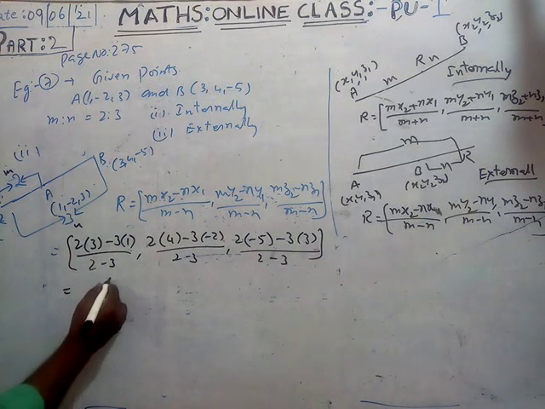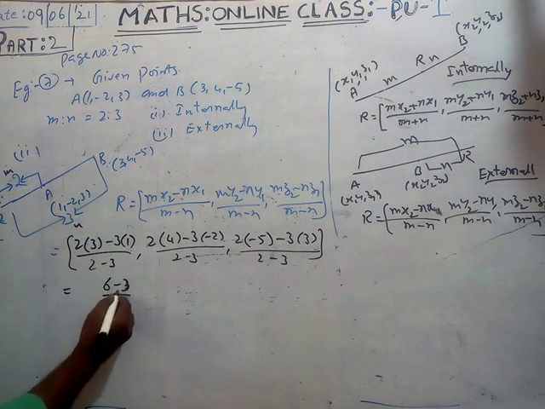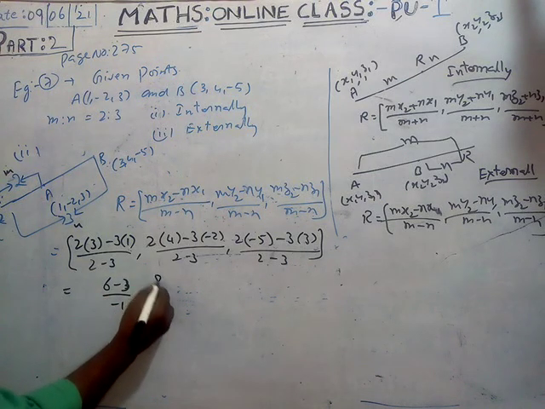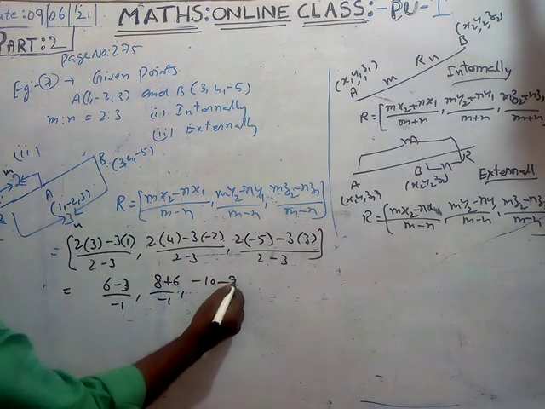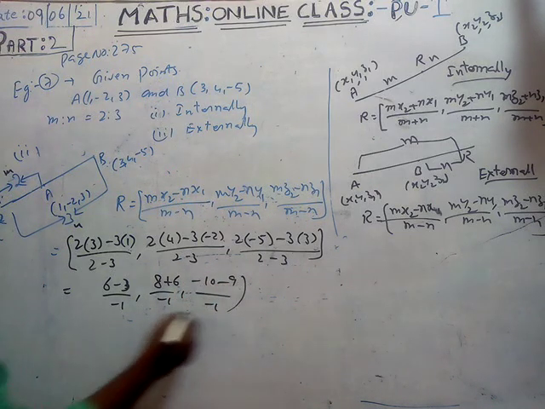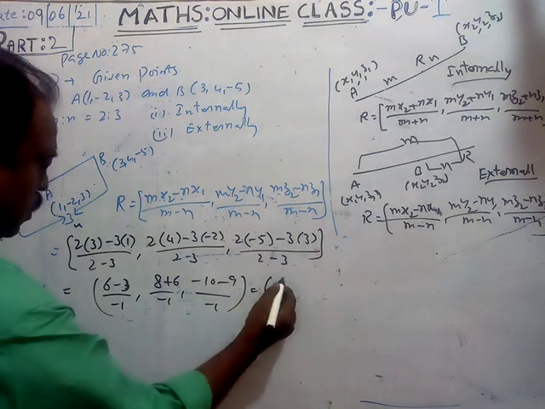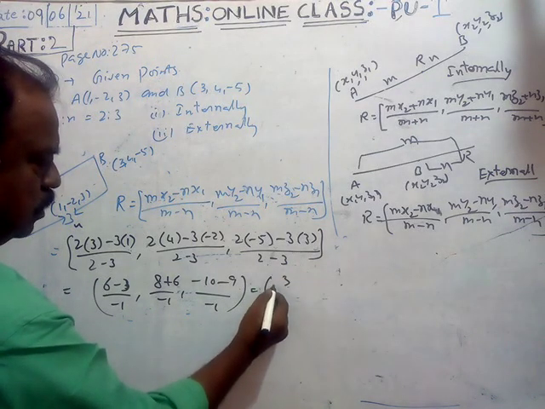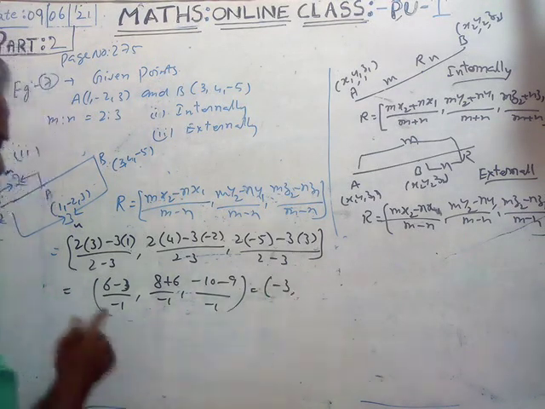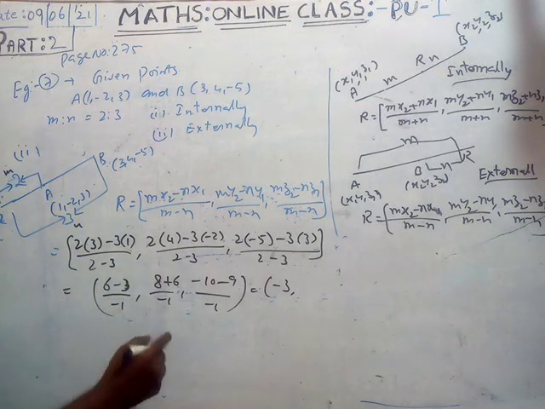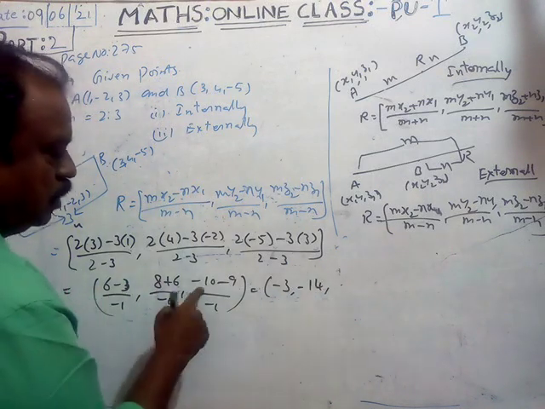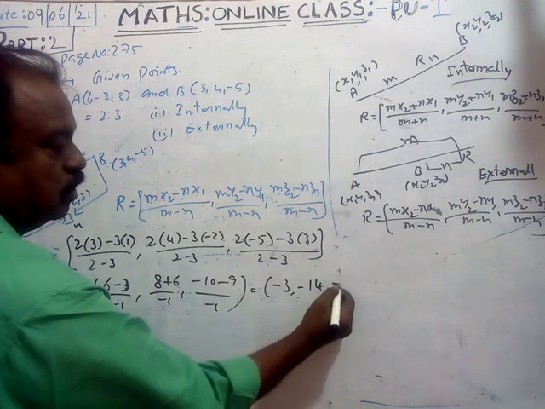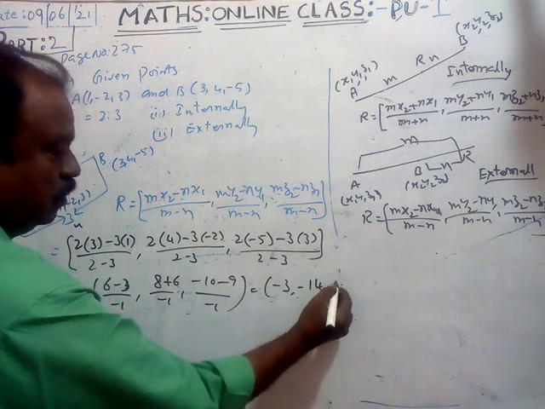It is 6 minus 3 by minus 1. 8 plus 6 by minus 1. Minus 10 minus 9 by minus 1. Nothing but it is 3 minus 3. You see that it is 3 by minus 1 is minus 3. It is 14 by minus 1 is minus 14. This minus 19 by minus 1 is 19 only.